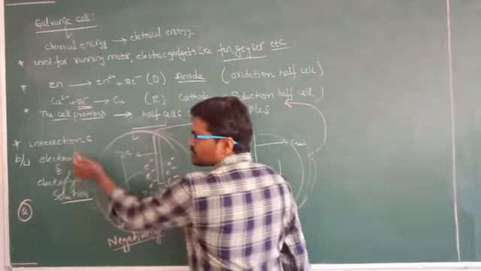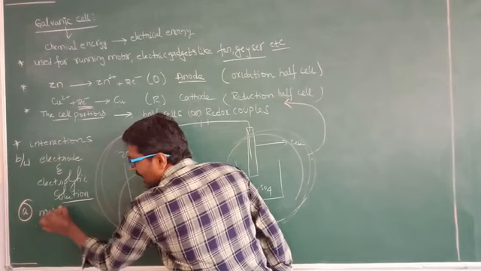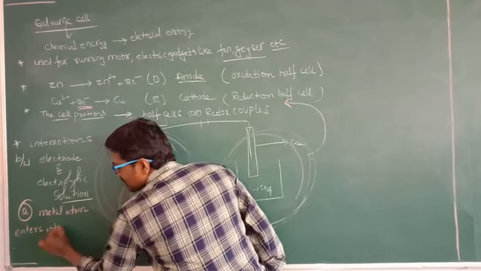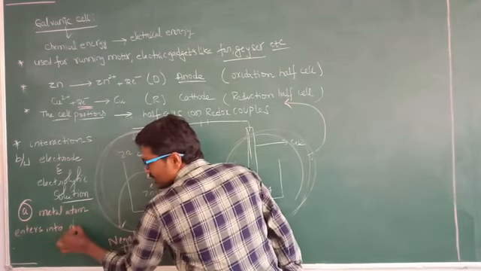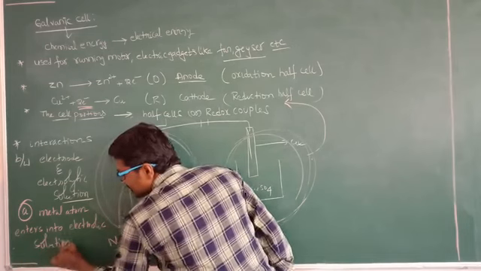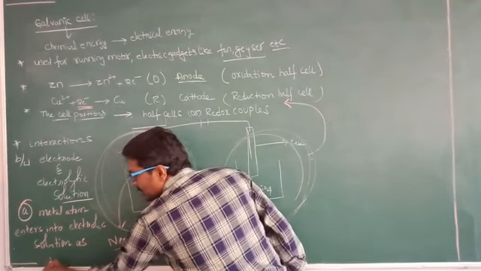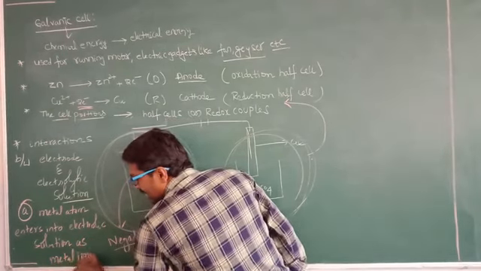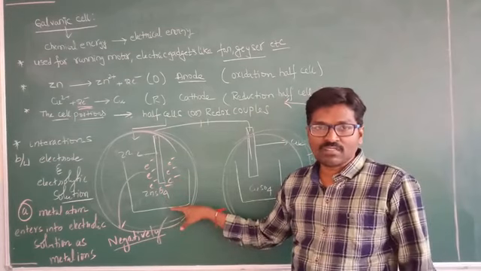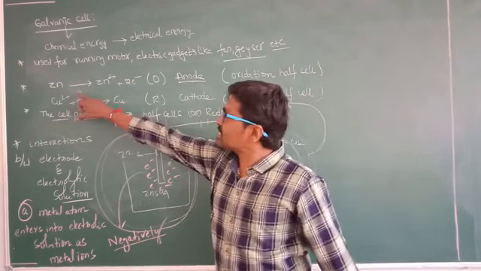Whenever we observe the interactions between the electrode and electrolytic solution, in the first one, metal atoms enter into the electrolytic solution as metal ions. This is the best example: a zinc rod is placed in the zinc sulfate solution. At that time what happens? That zinc enters into the zinc sulfate solution, meaning Zn is converting to Zn2+.